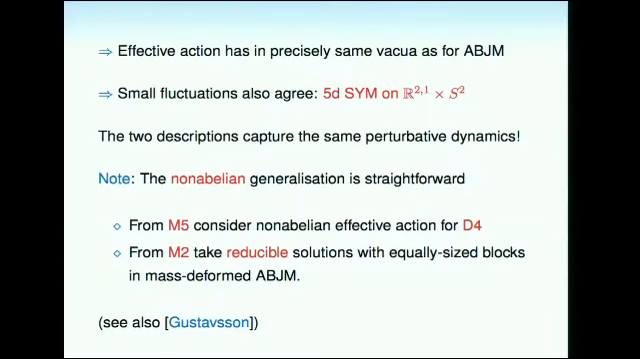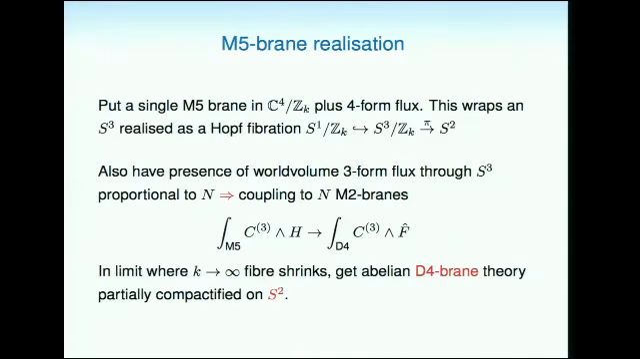For those of you who are worried about the fact that I'm talking about a single M5 brane and I want to actually promote this discussion to the (2,0) theory, which describes multiple M5 branes, the non-abelian generalization of this whole construction is straightforward, at least in principle. For example, from the point of view of the M5 brane theory, instead of just taking a single M5 brane in this case, I can take multiple M5 branes. This is going to lead to a non-abelian D4 brane theory, compactified on S2.